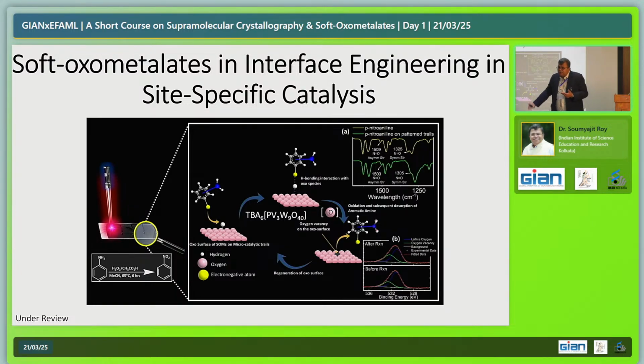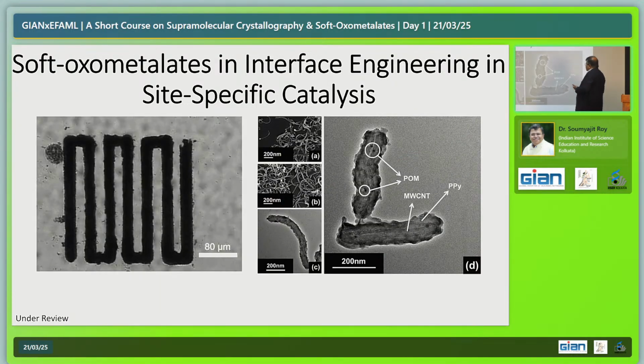Now the third one is even more interesting, because here we were able to create oxygen vacancy, right? And with this oxygen vacancy creation, we were able to do a rather difficult reaction of aniline getting converted into nitro, right? So these were the things, and we did the Raman spectroscopy before and after, and IR spectroscopy, and we were able to show that it's recovered.